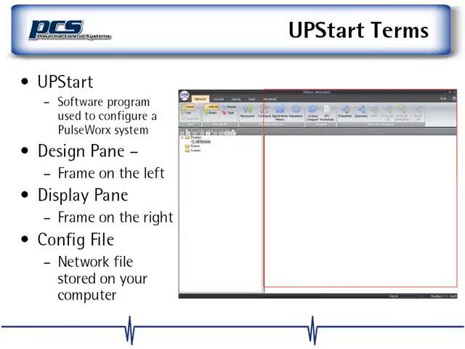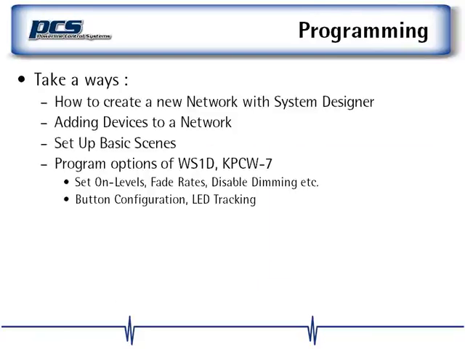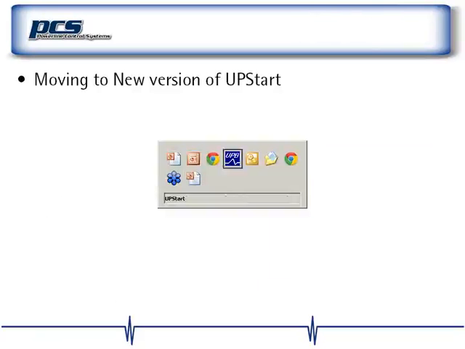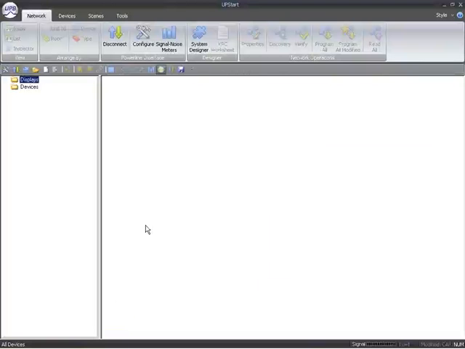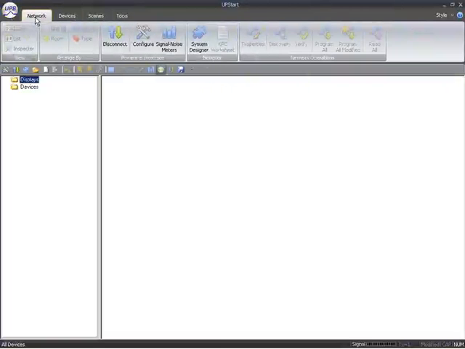So the basics are still here. We're going to create and set up different things. This is part of one of my other courses. And I'm actually going to move directly to the new version of UPstart, and we'll go from there. So as it's laid out, this is if I just started UPstart. You can see I've got different tabs: network, devices, scenes, and tools.